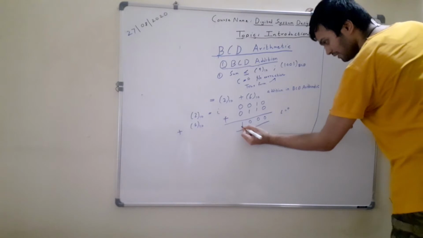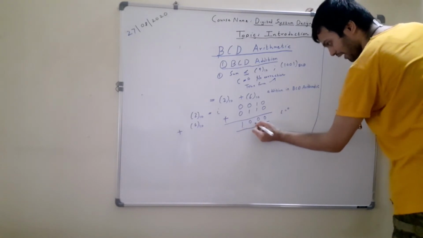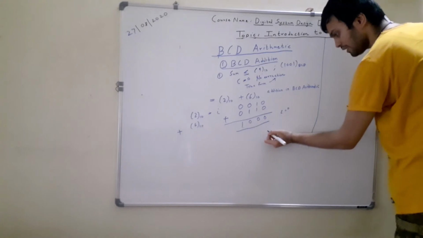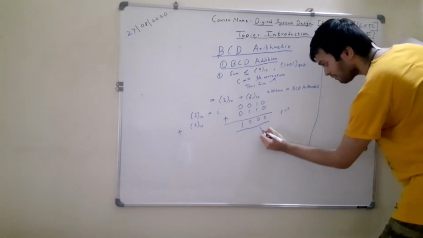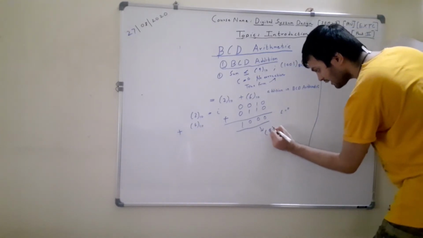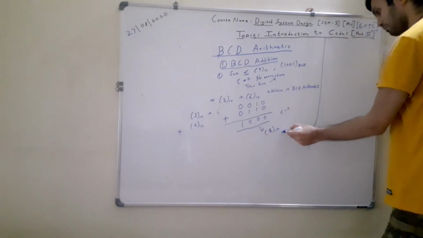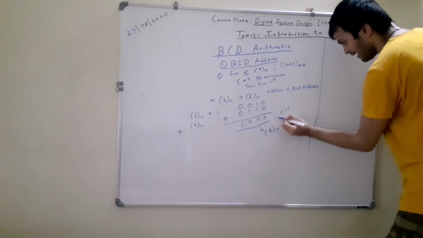What does this BCD representation tell us when we add these two? 1000 stands for the BCD equivalent of the decimal number 8. So 8 is the answer we get, and the answer is in valid BCD form.